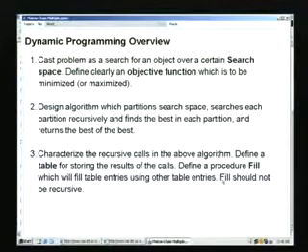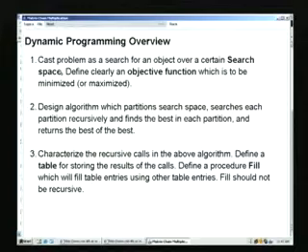The key requirement is that fill should not be recursive. Fill should not be a recursive function. If we can do this, we will have a dynamic programming algorithm, and if everything works right, this will be a fast algorithm. So, let us see how we can make this work.